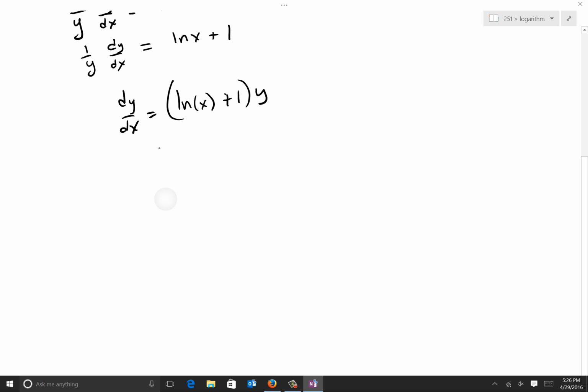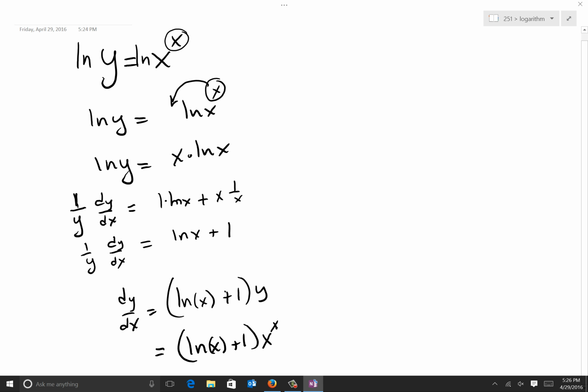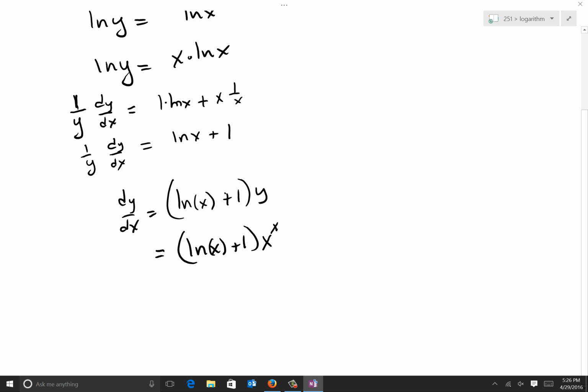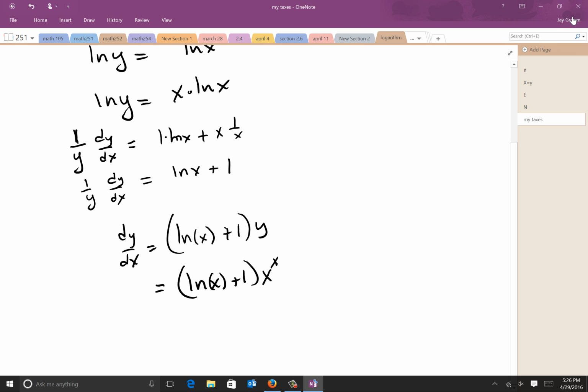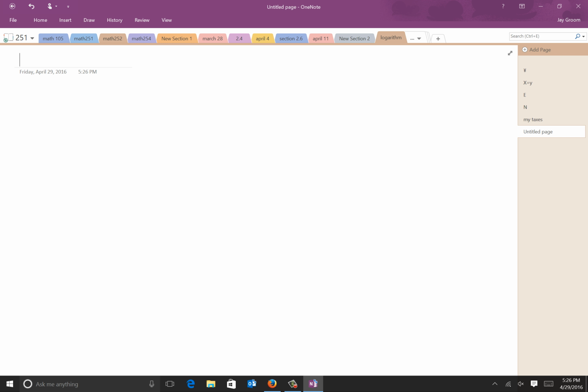But don't ever leave it like that because that's gross. So what's the ln of x plus 1 times y? What is y? Well, y is this thing, is it not? So I'm just going to replace it with what y was initially, and I guess I erased it. Y was this thing here. So I just put it back in, and I'm done. Okay? Another one like that that's gross to work with.